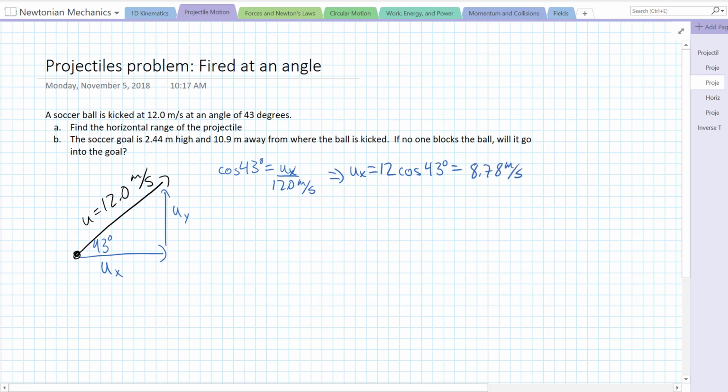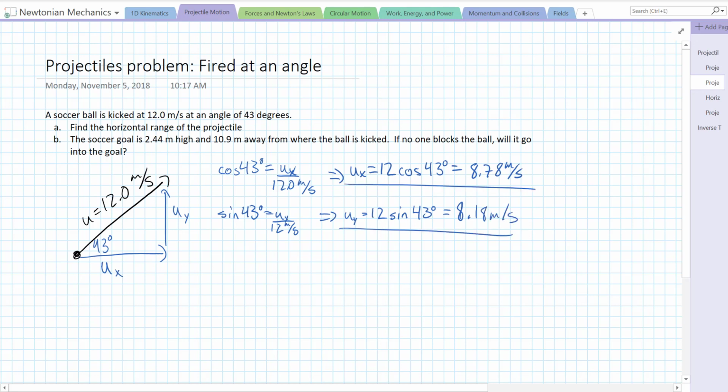Same thing to get uy, I'm going to use sine, opposite over hypotenuse. Sine of 43 degrees equals uy over 12 meters per second. And we solve it, we get uy equals 12 sine of 43 degrees, which is 8.18 meters per second. That's ux and uy. Okay, so now we can start solving.